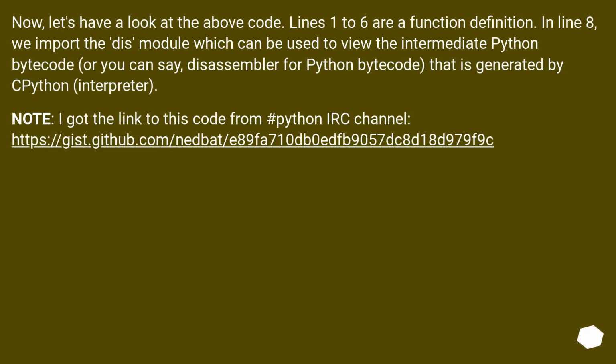Now, let's have a look at the above code. Lines 1 to 6 are a function definition. In line 8, we import the dis module, which can be used to view the intermediate Python bytecode, or you can say, disassembler for Python bytecode, that is generated by the Python interpreter. Note, I got the link to this code from the #PythonErc channel, this URL.